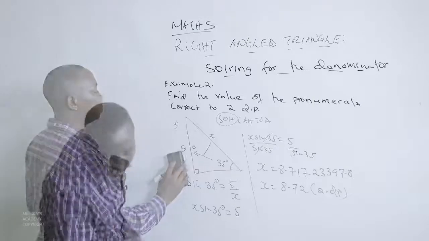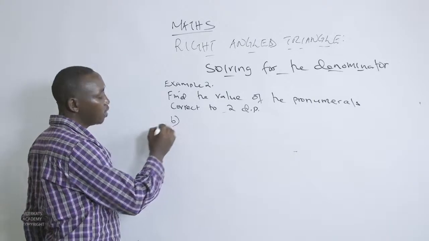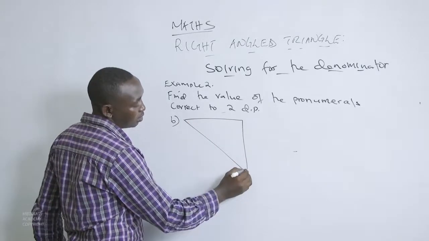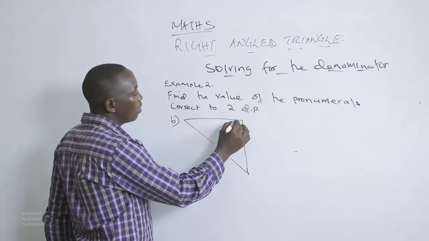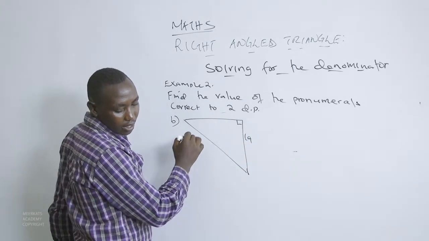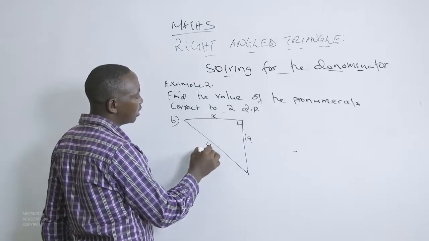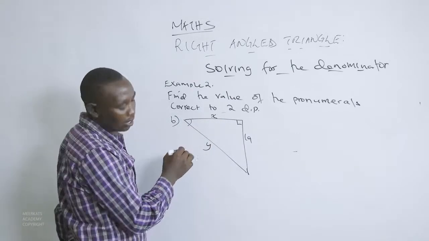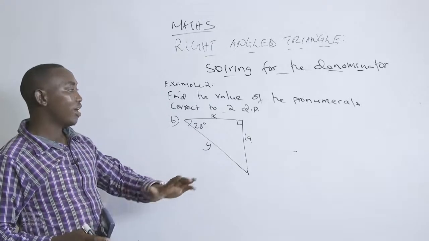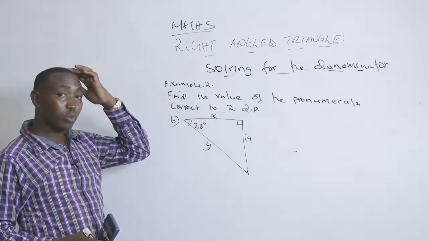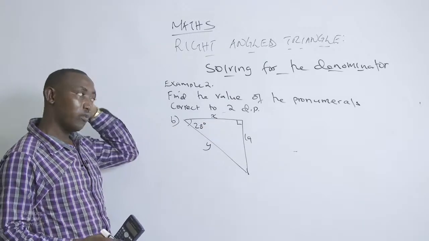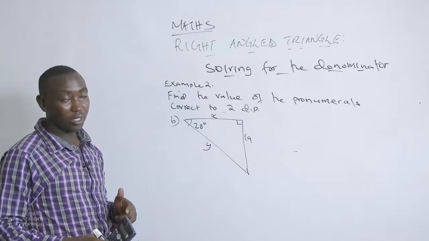Part B of the same question: we have a right angle triangle where this side is 19 units, this side is x, this side is y, and we have been given 28 degrees. You'll discover that in this case we have 2 pronumerals that we need to find. We need to get what x is, and we also need to get what y is.